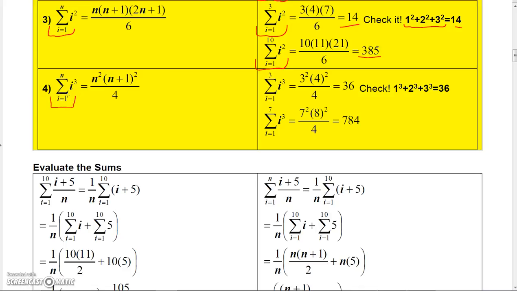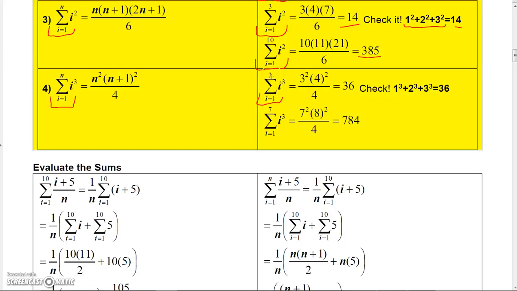Well, the sum of i cubed from i equals 1 to n, so that would be like, if we wanted the sum of i cubed from 1 to 3, that would be like summing 1 cubed plus 2 cubed plus 3 cubed. Well, there's a formula here. It basically says n squared times n plus 1 squared, divided by 4.